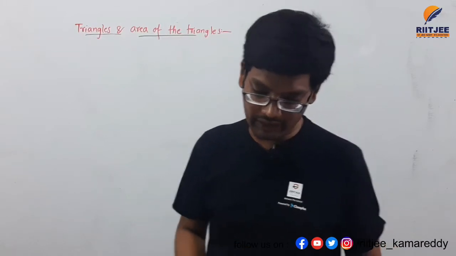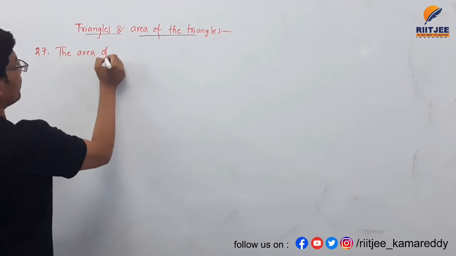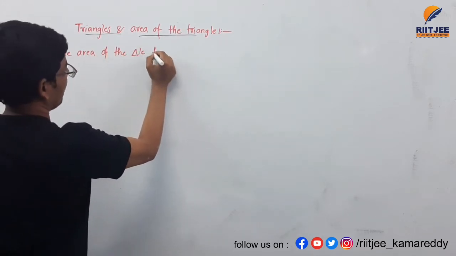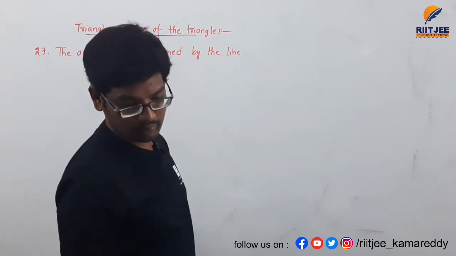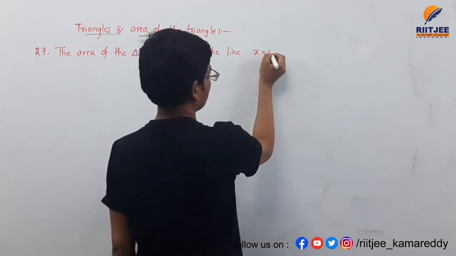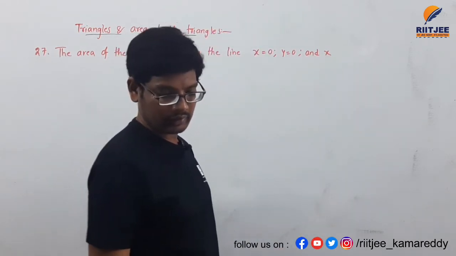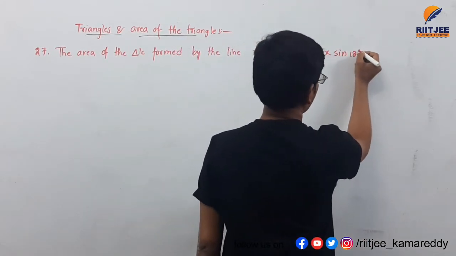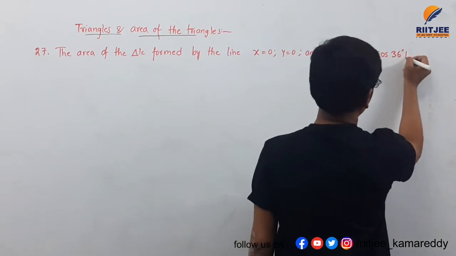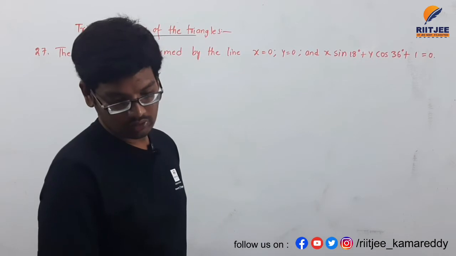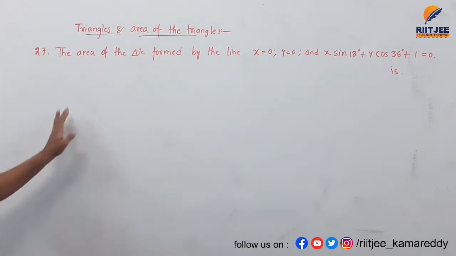Question number 27. The area of the triangle formed by the lines x = 0, y = 0, and x sin 18 degrees plus y cos 36 degrees plus 1 equals 0. If you look at this question, it is a question from triangles and area of a triangle.